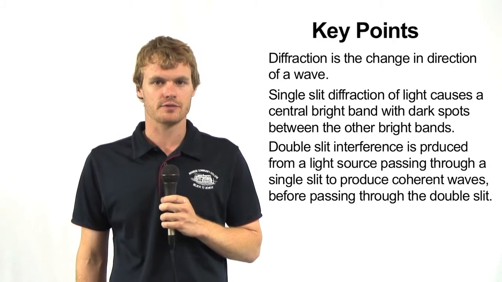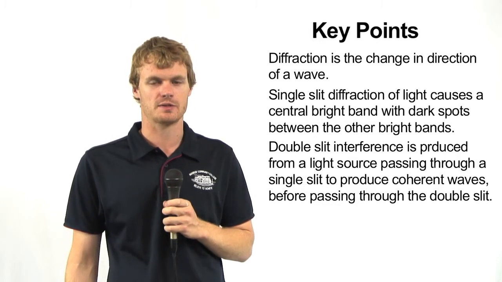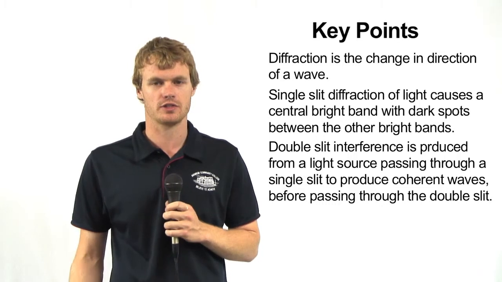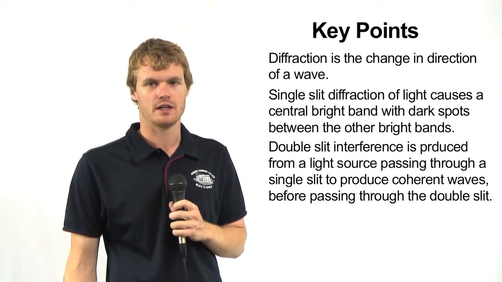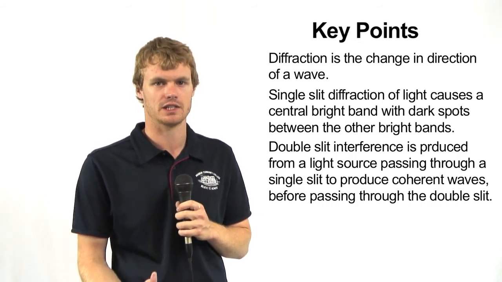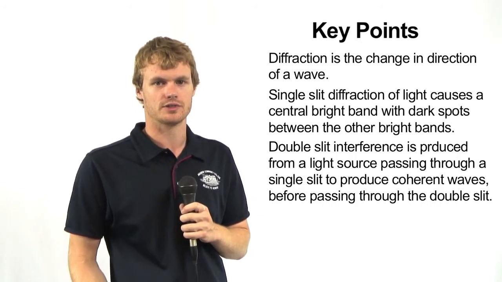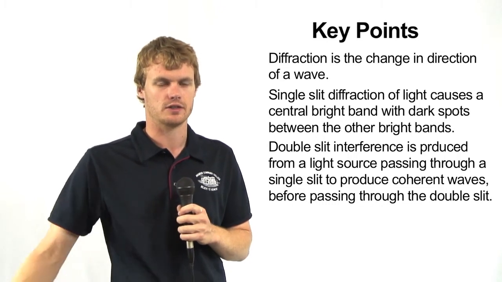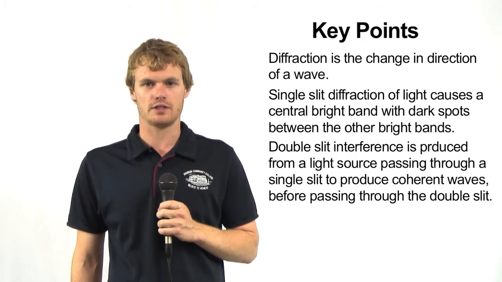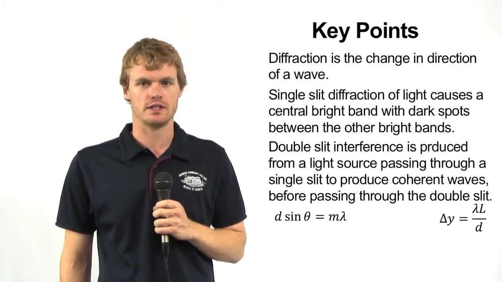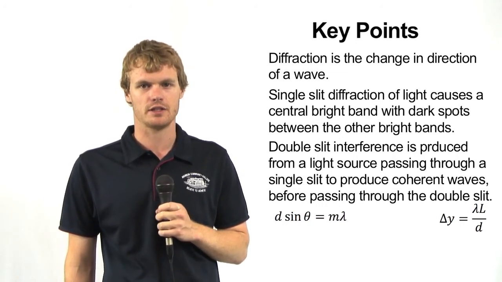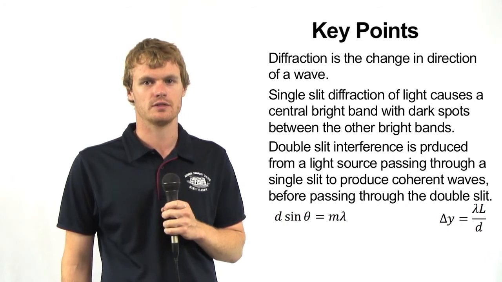Double slit interference, we need to know how to set up the experiment. The experiment is we have a monochromatic light source which is coherent hitting the double slits. If our light source is not monochromatic or coherent, we need to have a single slit first. So we have a light source, single slit, double slit going onto a screen which is several meters away. We need to know the formulas. d sine theta is equal to m lambda, and delta y is equal to L lambda on d.